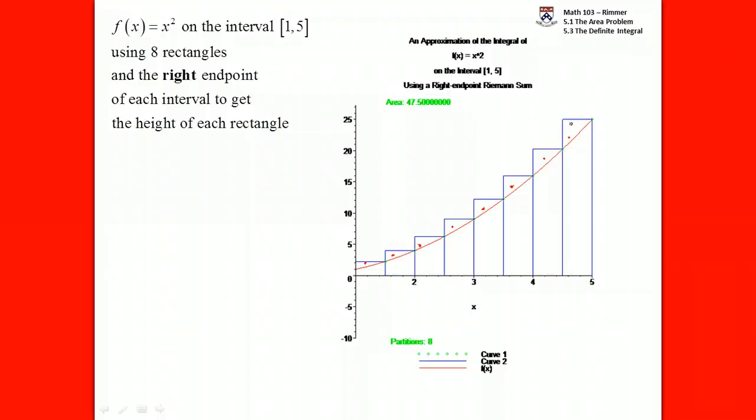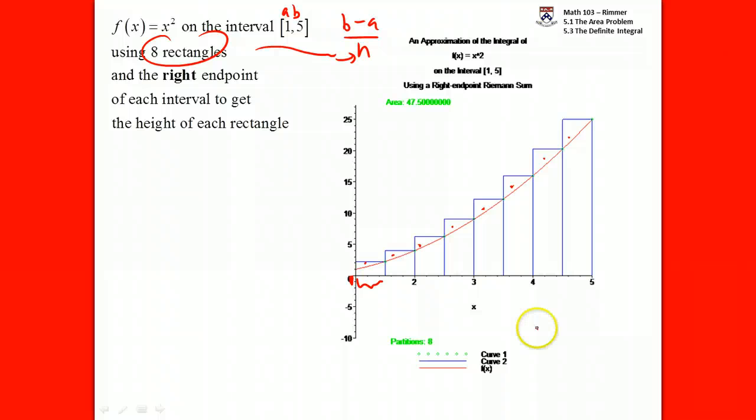Okay? And once again, the rectangles are now not going to have a width of 1. If I go from 1 to 5, here's how you figure out how wide the rectangle is. Go from A to B, so figure out how long that is: B minus A. Then divide by how many rectangles you want. N is the number of rectangles. So 5 minus 1 is 4. 4 divided by 8 is a half. So each rectangle has a width of a half.